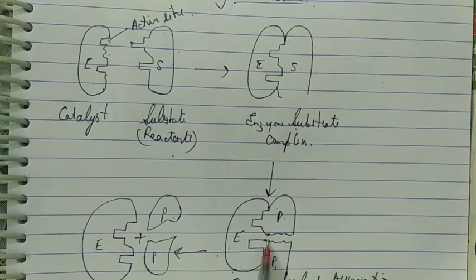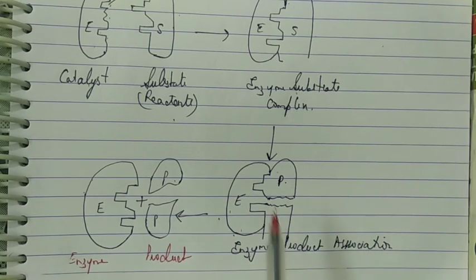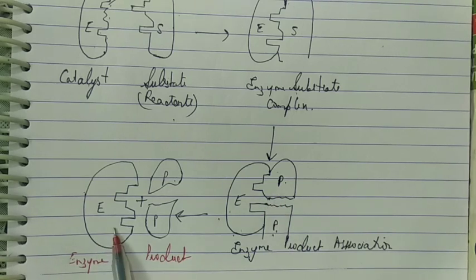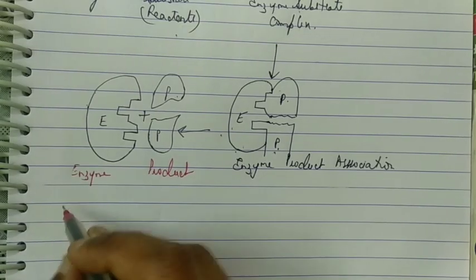and leads to the formation of the next association, which is known as enzyme product association. And when this enzyme product association is formed, the products do not have any affinity towards the enzyme, so they start detaching themselves from the enzyme, which leads to the separation of enzyme and product. Okay, so the first step, let us summarize it.